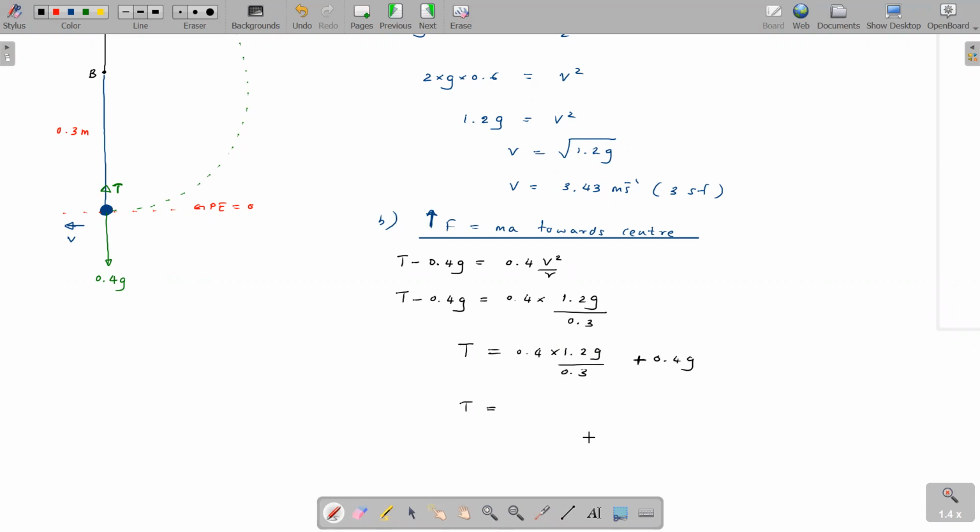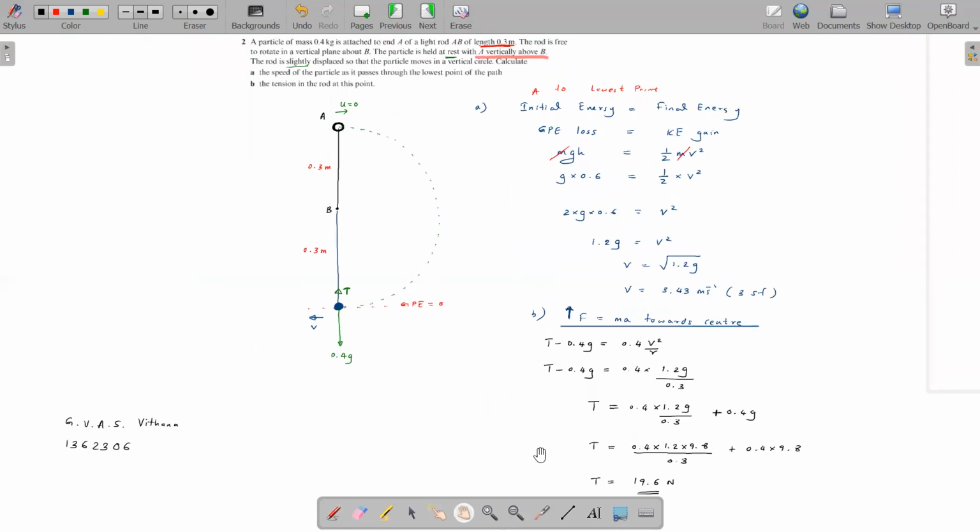If you type this in the calculator, make sure you give G as 9.8. 9.8 is the G value you should give in M1, M2, M3. So type the whole thing in the calculator: 0.4 into 1.2 into 9.8 divided by 0.3 plus 0.4 into 9.8. The answer comes directly in 3SF, so 19.6 newtons. You don't have to correct it to 3SF. So 19.6 newtons is the tension acting in the rod. I hope this part is clear with everyone now.